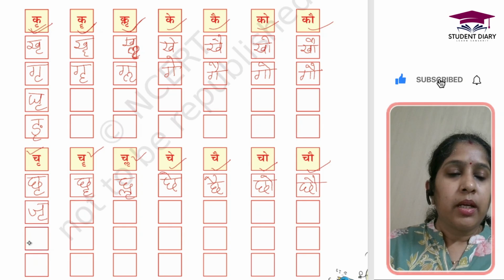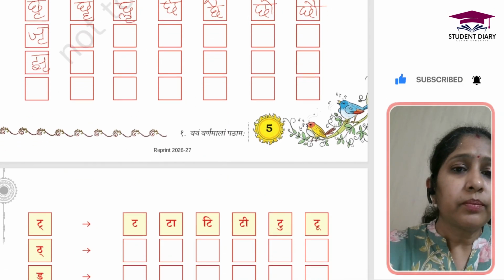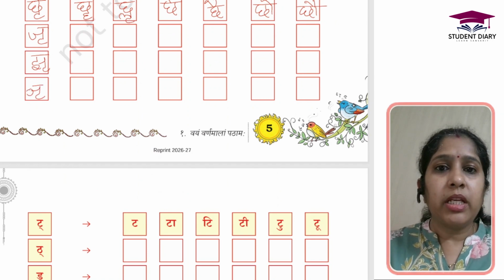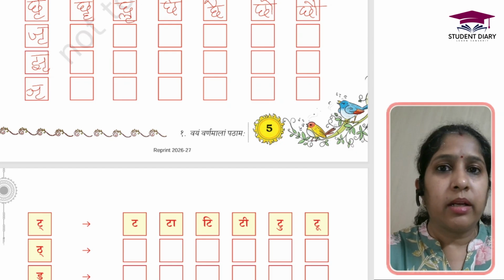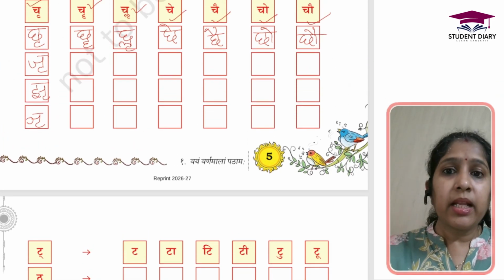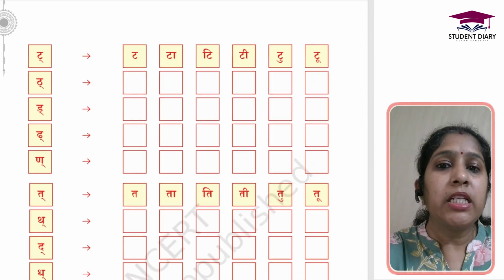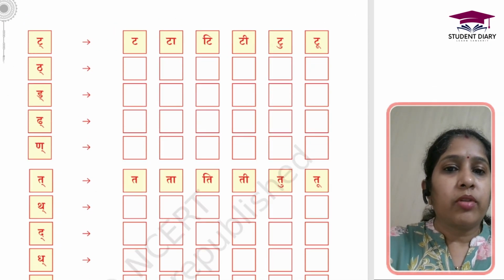Correct? So after cha, what comes? Ja, so it will be jru, and then jhru, and then it is going to be your nya. Correct? I hope everyone can make for these letters also after this. But remember one thing, whenever you are writing the letters like this, you have to pronounce them. It will be easy for you. Okay, so now let's go for the next one.